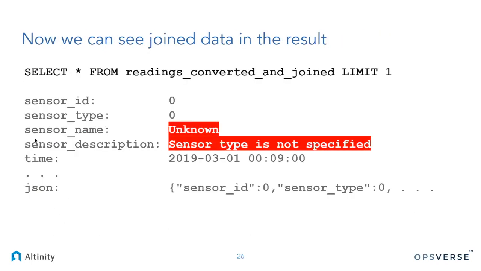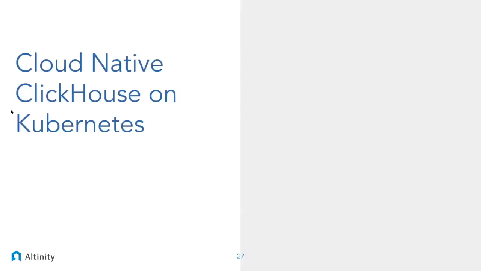So that's just a taste of the flexibility. Here's the result when we do this join. The data actually is pulled in, and you can see how it joined this data in. There are many other things you can do with ClickHouse, but what I'd like to do now is switch over and talk a little bit about cloud native ClickHouse.